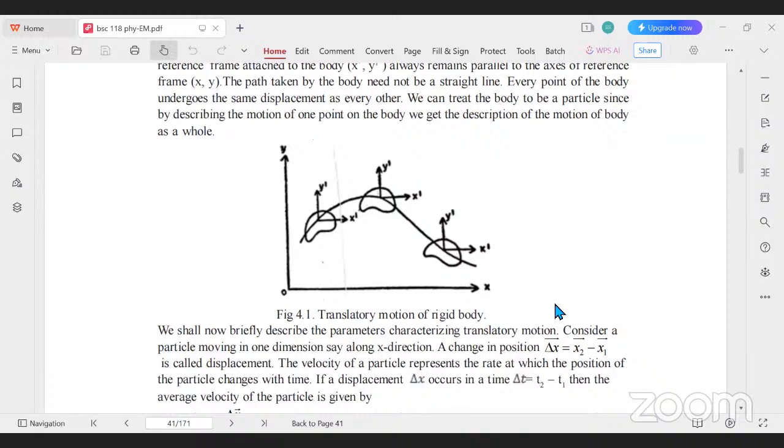Okay, so we shall now briefly describe the parameters characterizing the translatory motion. Consider a particle moving in one dimension, say along the x direction. First we will find for the x direction. If I am able to find for x direction, I can find for y and z. Clear? So I am taking the x direction.